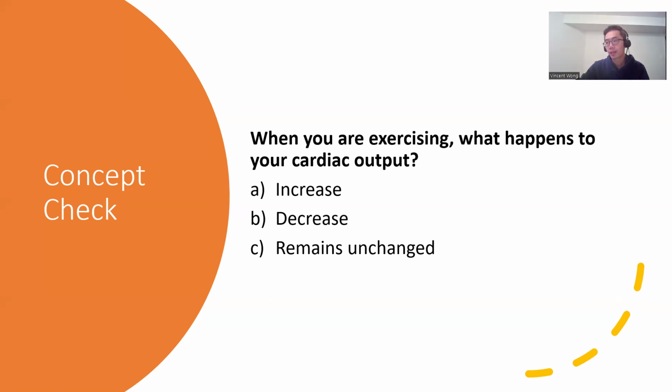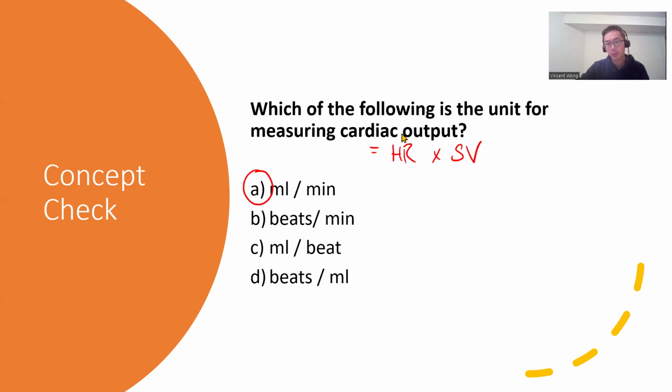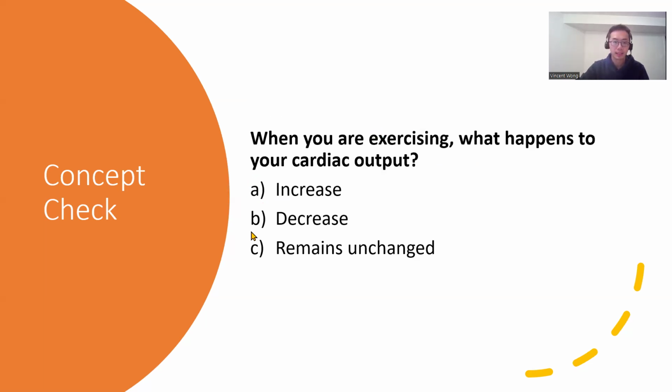Good. This one should be pretty self-explanatory. If you're exercising, your heart rate goes up. And since cardiac output equals heart rate times stroke volume, if heart rate goes up, cardiac output goes up. The answer is A. Okay, that's it.